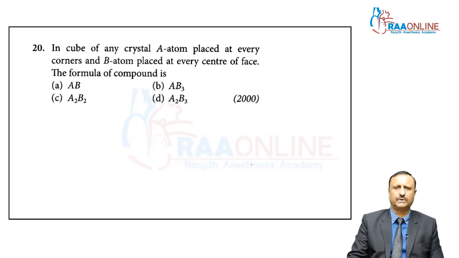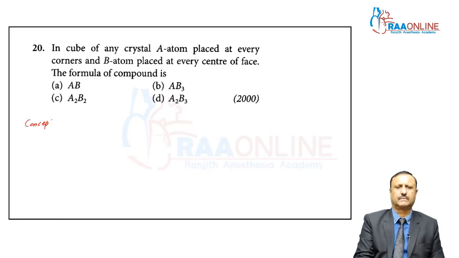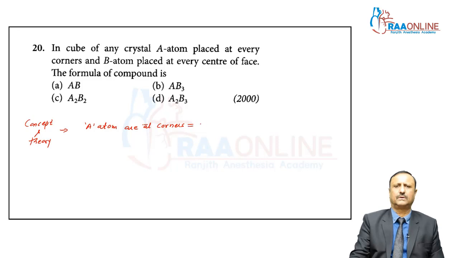Now, my dear students, we can go to question number 20. In a cube of any crystal, A atom is placed at every corner and B atom is placed at every face center. The formula is. Here is the concept and theory: A atoms are at 8 corners of the cube. The number of atoms per unit cell equals 8 into 1 upon 8, that is 1.